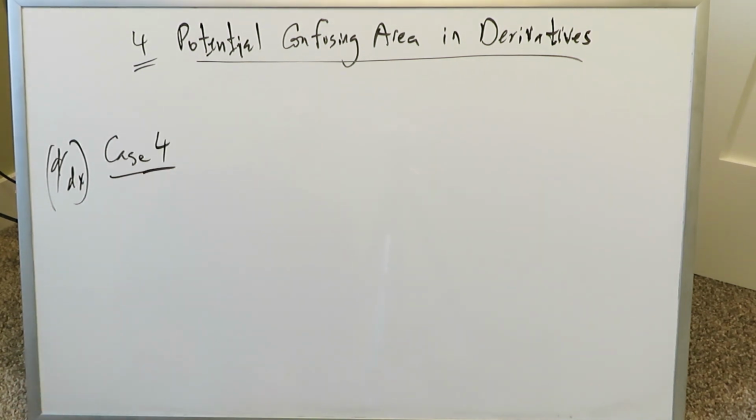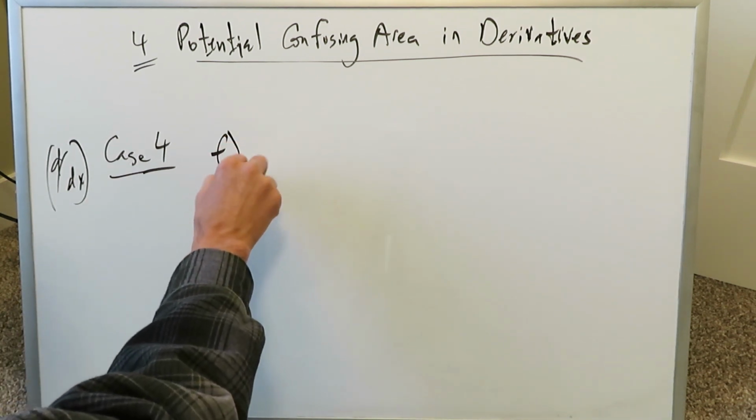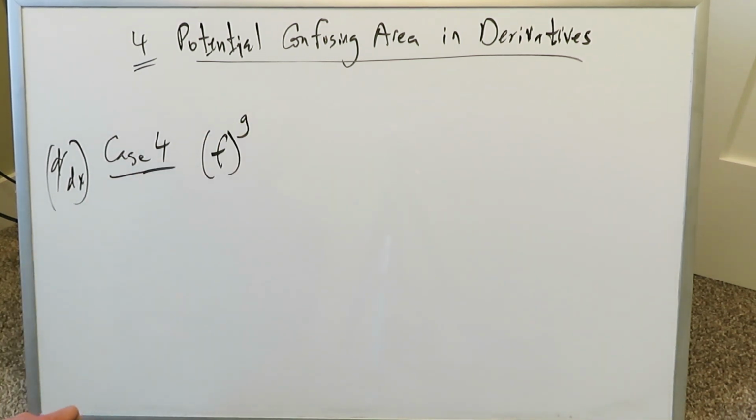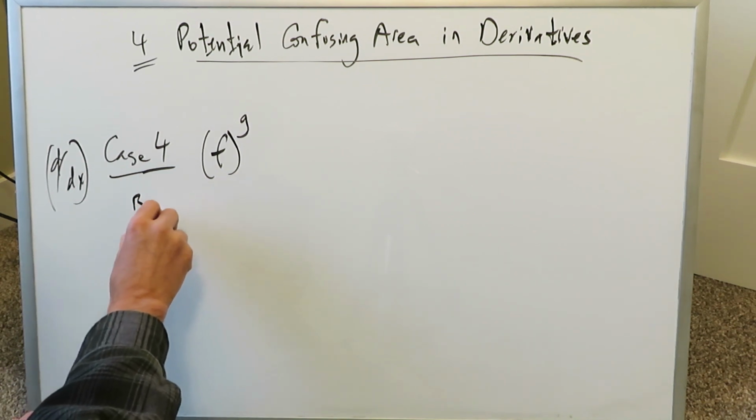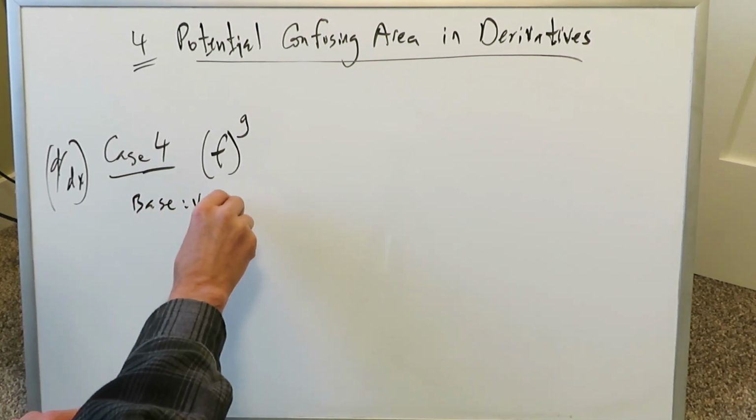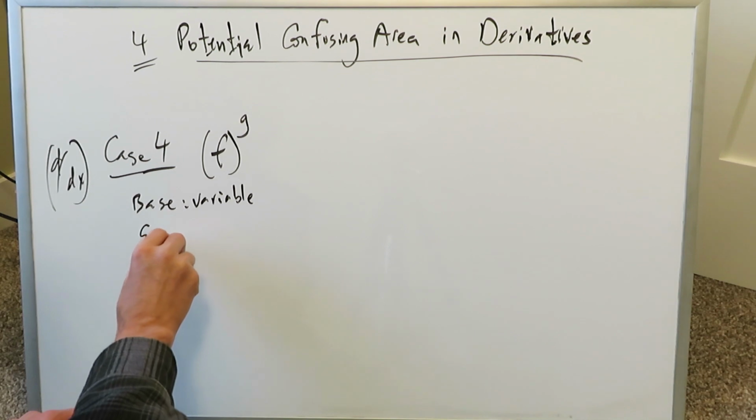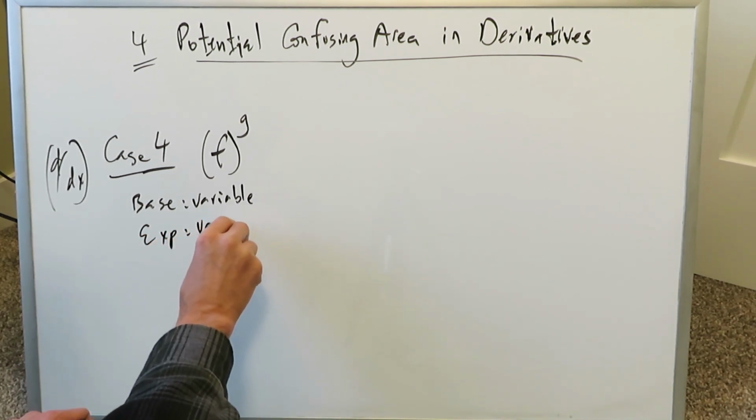Now the fourth case is the most difficult one to deal with, but it is perhaps the most easy one to see and notice. Why? Because in this case you're looking at something which looks like this, like that. You have a base which is a variable, right? And you've seen questions like these, and then you have an exponent which is also a variable. So how can you even miss that?